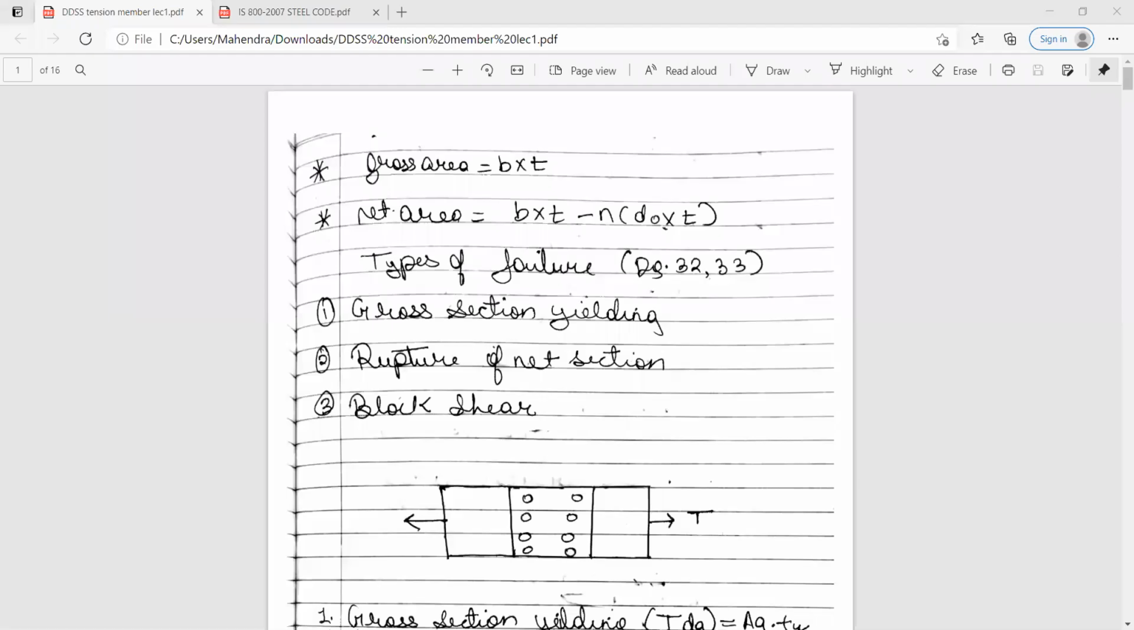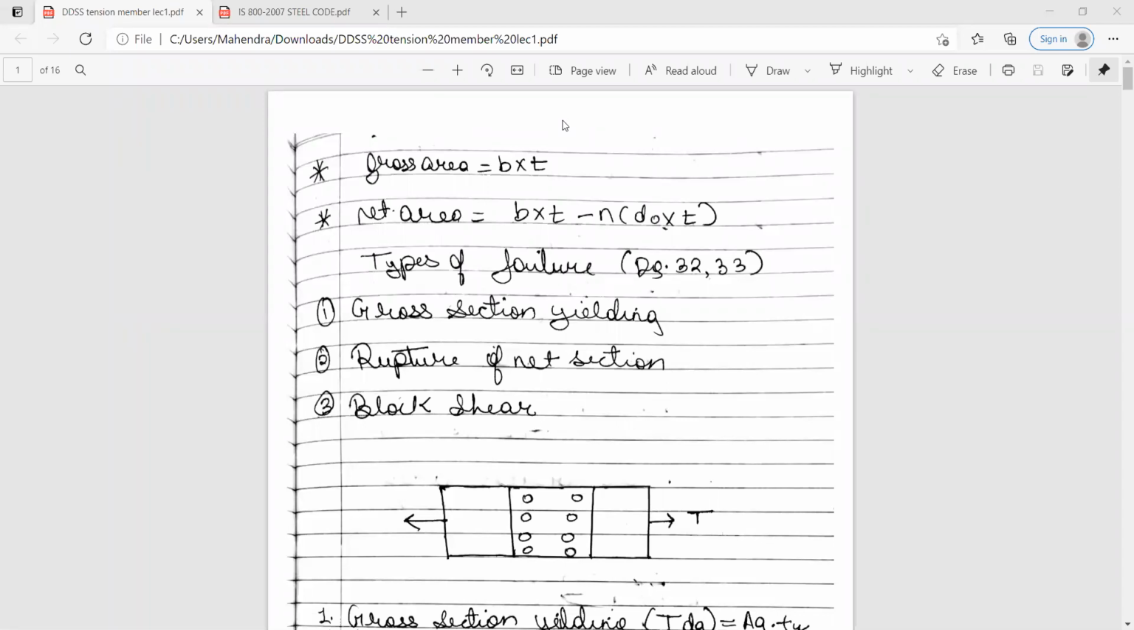From today onwards, we are going to start our next module, that is design of the tension member. So first of all, we need to calculate the gross area. For gross area, the formula is B into T. B is nothing but the width and T is the thickness.